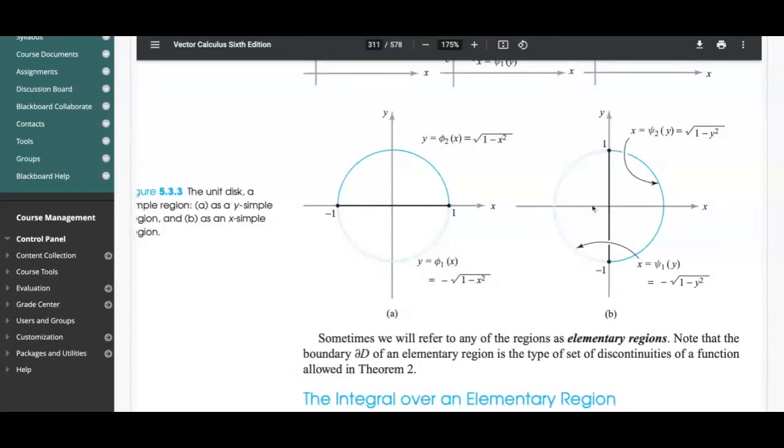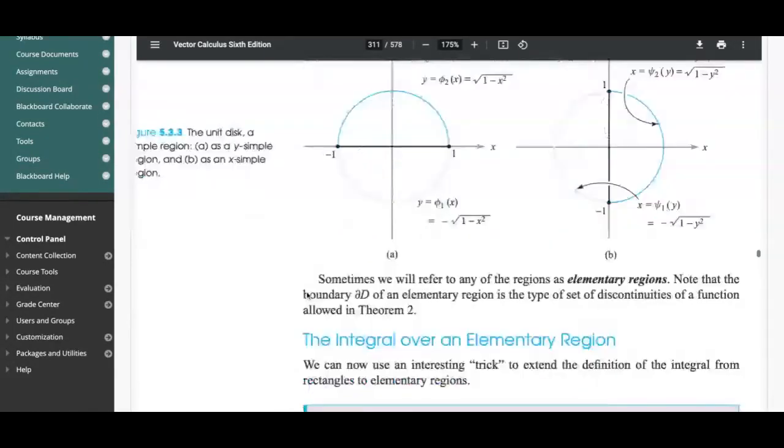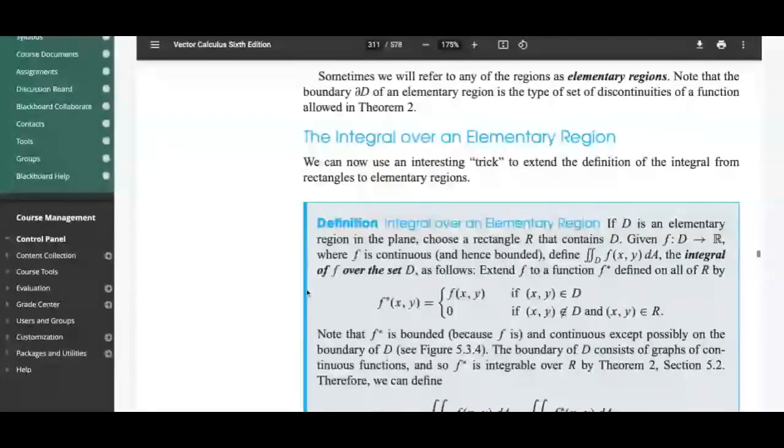Or we can treat it as an x simple region. The y direction limits are fixed: lower limit is -1, upper limit is 1. But the lower limit of x is negative square root of 1 minus y squared, and the upper limit of x is the square root of 1 minus y squared. So there's a dependency here.